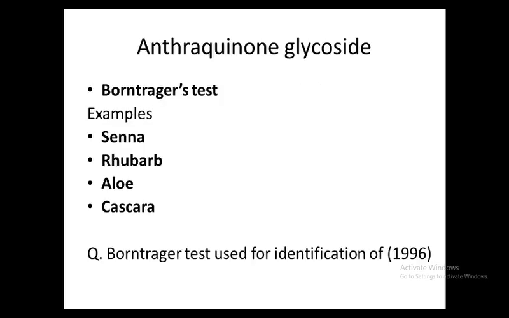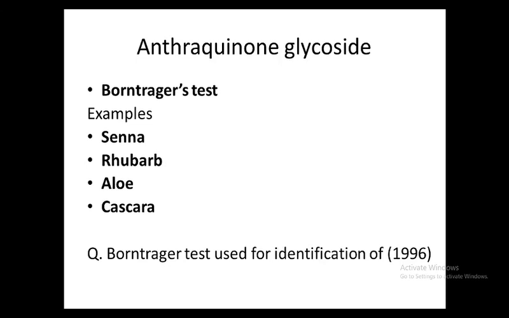Next we will see the individual types of glycosides. First is anthraquinone glycosides. This anthraquinone glycoside contains the anthraquinone ring in its structure, that is, the anthraquinone ring acts as the aglycone part of the glycosides. The Borntrager test is used for the identification of anthraquinone glycosides. The specific test used for the identification of anthraquinone glycosides is the Borntrager test. Which are the examples of plants containing anthraquinone glycosides? First is senna, second is rhubarb, third is aloe, and fourth is cascara.